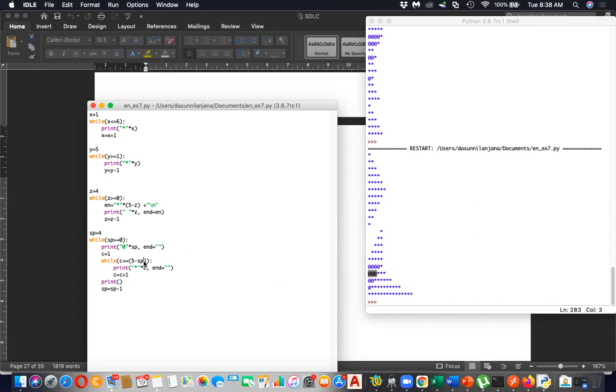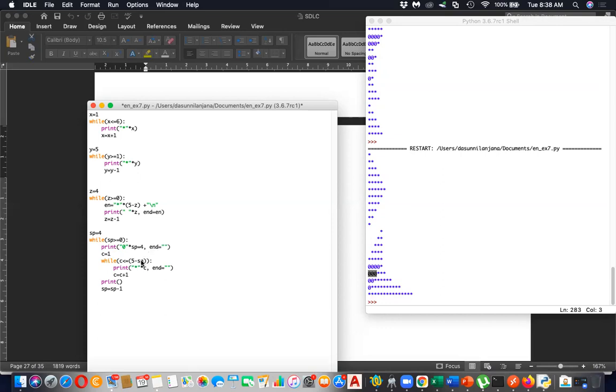So 5 minus SP. SP's value is 3. Then less than or equal to 3. Sorry, 2. So please understand with the values, right? Here SP's value, first time SP value is, what's the value? SP value is 4. I'm going to write in the bracket. So I'll give it with the dash. So this SP value is equal to 4.